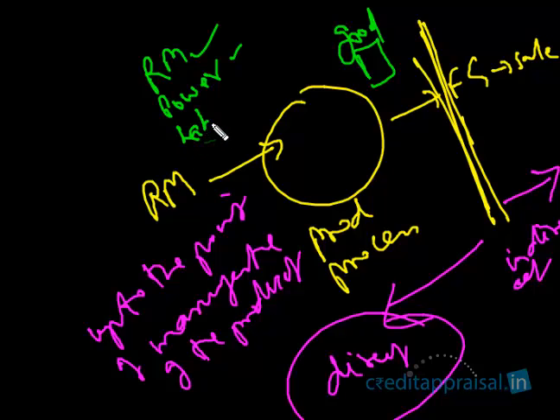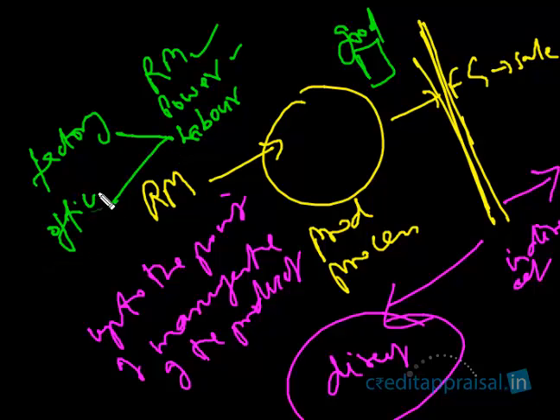Labor, see here, in your organization there will be many employees. Some are in the factory, directly employed in the production process. There are other employees who are not on the shop floor, who are not in the actual production process, but are in support activities like office staff, computer operators, HR staff. They are not directly producing the good, but they provide ancillary or support services.